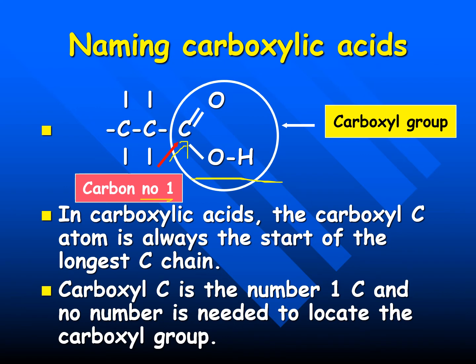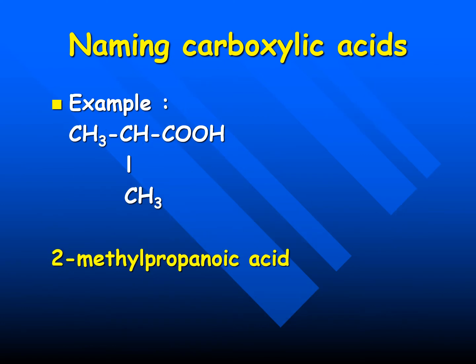Tak ada cara lain. Tak boleh nak kira daripada kiri. Okay. So kita daripada kanan sebab ada COOH. Carboxyl carbon is the number 1 carbon, and number is needed to locate the carboxyl group. Okay, we have to put numbers for location of carboxyl group. Next. Okay, example here we have this molecule, so we have to name it. Okay, first, oh ni ada COOH, itu benda pertama you kena sedar, ada carboxyl groups. So ini akan jadi nombor 1.